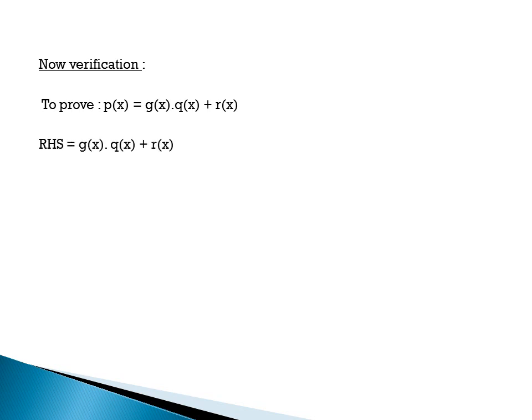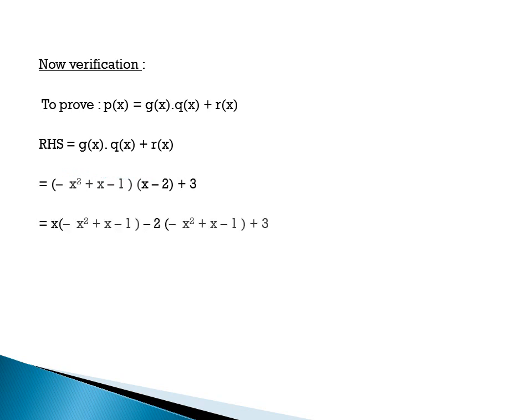So we'll start with our right hand side, which is gx dot qx plus rx. Let's put the values of each quantity, each component. Gx was minus x square plus x minus 1, qx x minus 2, product of the two, plus remainder 3. Now as you can see, gx has 3 quantities. It's a quadratic polynomial, it has 3 quantities, and qx has 2 quantities. So I'll multiply qx with gx. First I'll multiply x with all the quantities of gx, and then I'll multiply minus 2 with all the quantities of gx, like this.